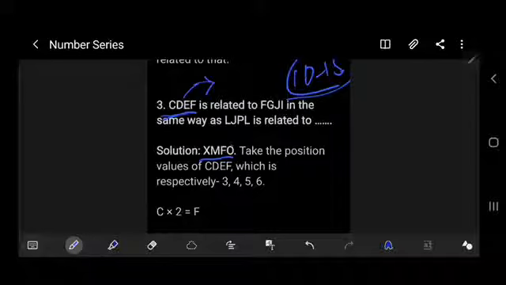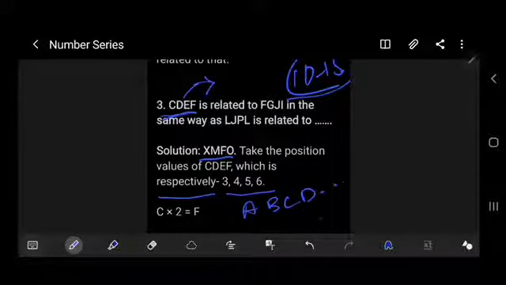Solution is XMFO. So take the position value of C, D, E, F, which is respectively 3, 4, 5, 6. If I write A, B, C, D and so on until finally Z, what is the number? 1, 2, 3, 4, and Z is 26. T is 20.